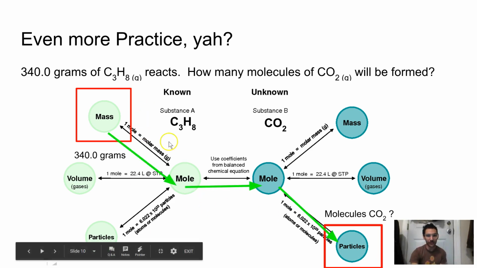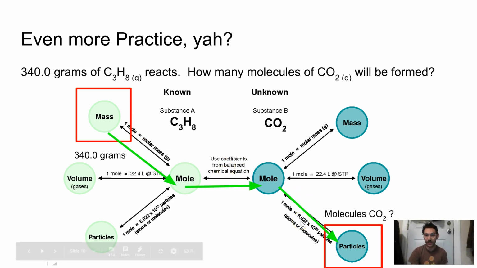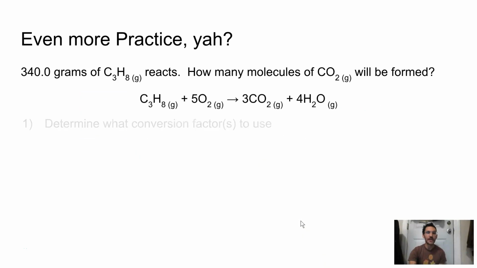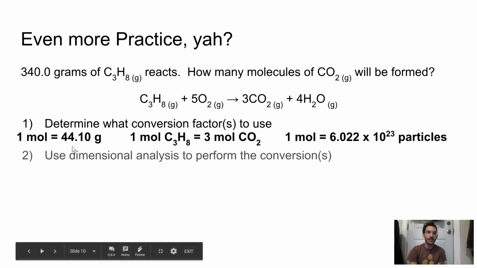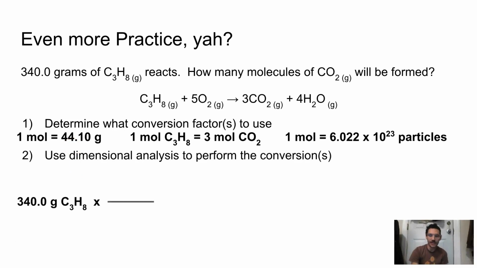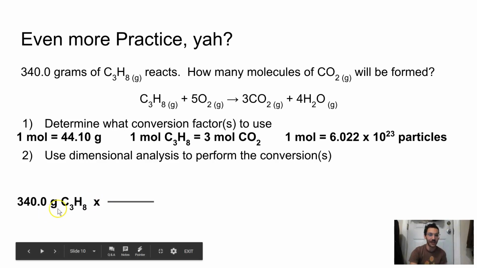We'll use first our molar mass, then the coefficients from our balanced equation, and then Avogadro's number as our last conversion factor. So we know what conversion factors to use: our balanced chemical equation, our molar mass, and our Avogadro's number. Let's plug those in. We'll start by changing our mass of propane into moles of propane, so that we can then change it to moles of CO2 and then molecules of CO2.